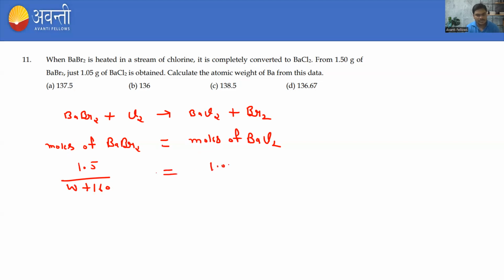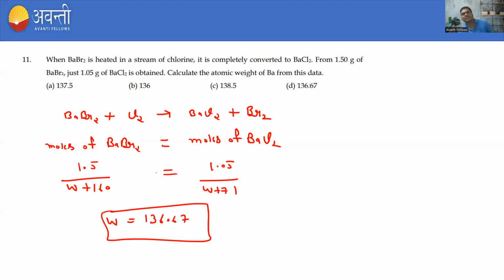That is 1.05 divided by weight plus 71. So on solving, when you solve this value, what you'll get? You'll get W comes out to be 136.67. So what is the weight of the BA? That is 136 point this. So this is the correct answer.